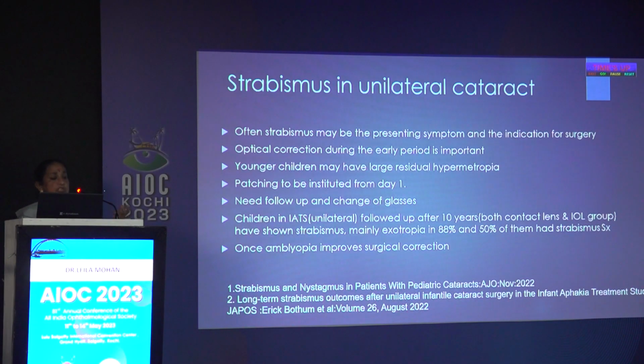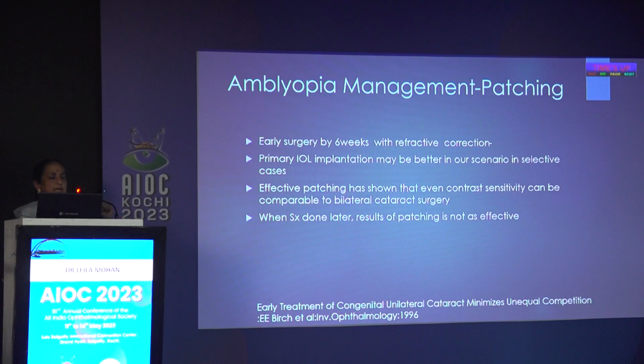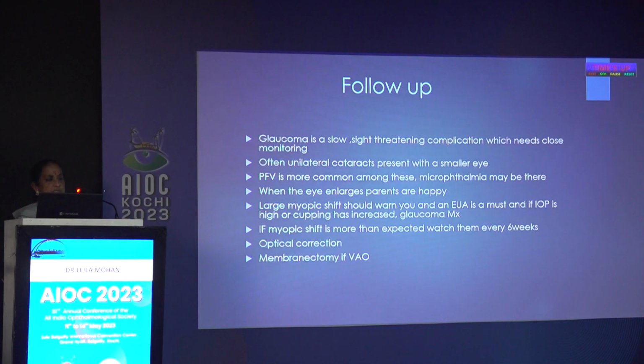important. So children in IATS were followed up for 10 years, and they found about 88% of them developed strabismus, and only 50% of them had surgical correction for strabismus after 10 years. So once amblyopia improves, you can do surgical correction. And early surgery by 6 weeks, of course, and effective patching has shown a good contrast sensitivity also to develop. And when surgery is done later, this may not be the same.